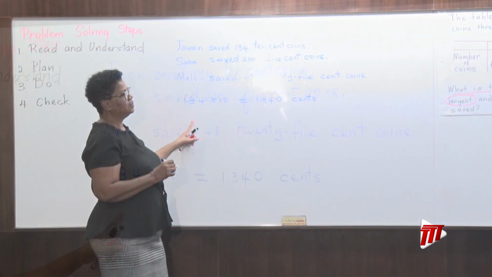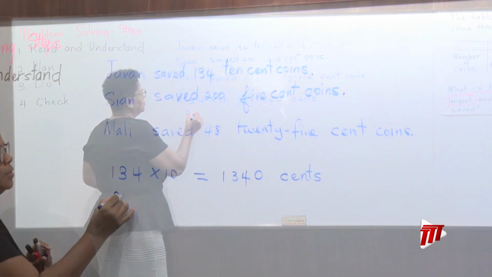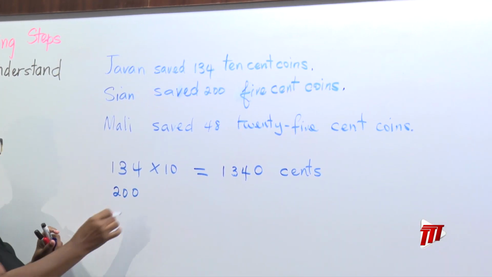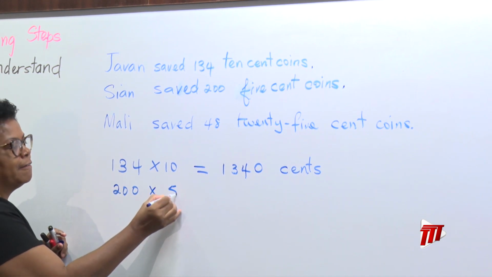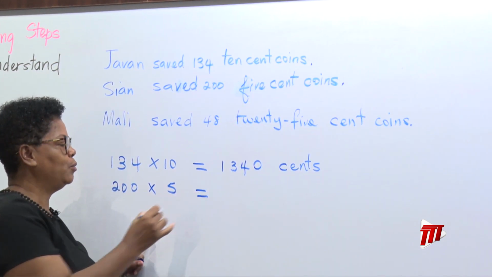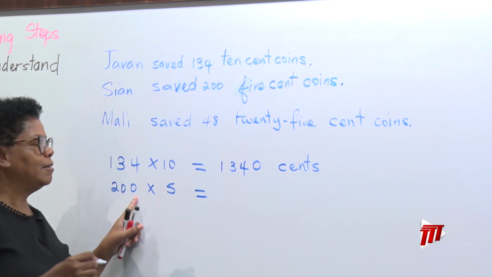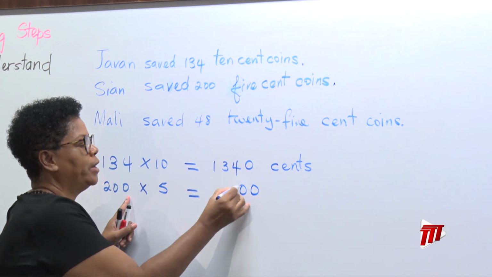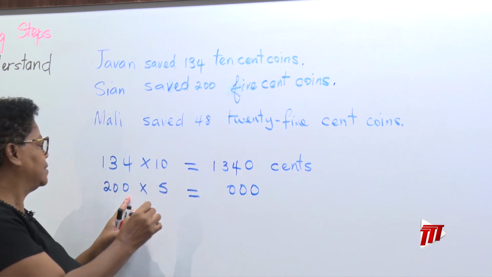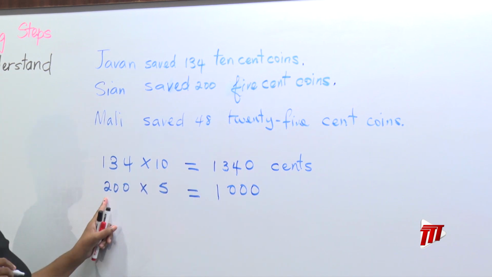Finding out for Sean. Sean saved 200 multiplied by 5. And we can also use our mental math strategy. 200 multiplied by 5 is 1,000.